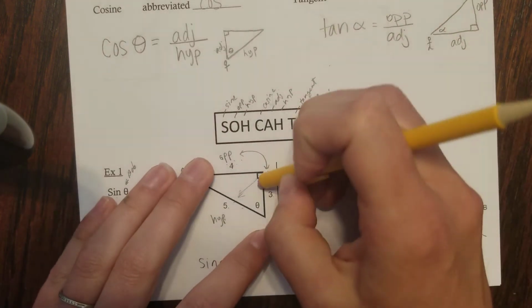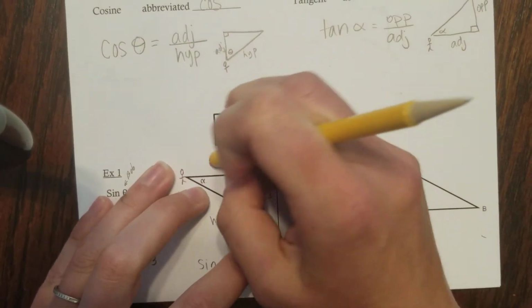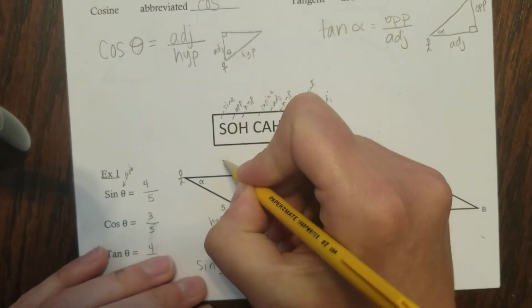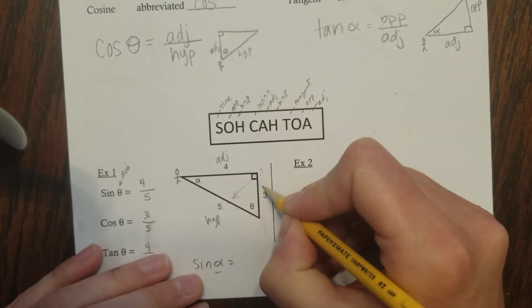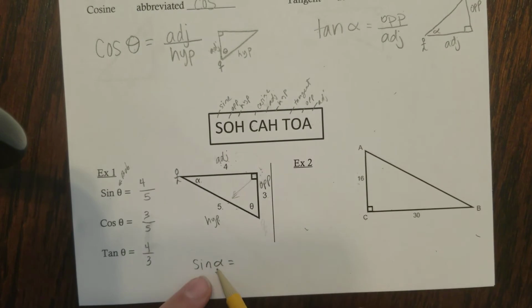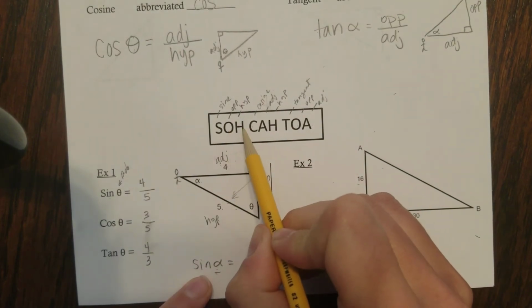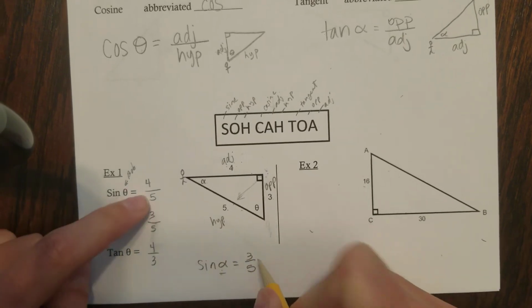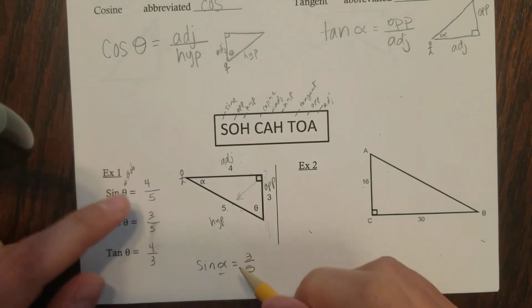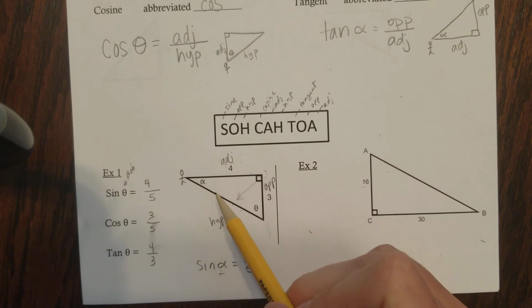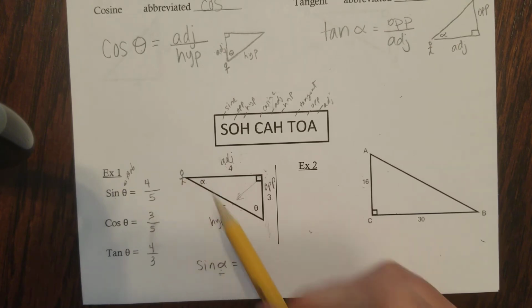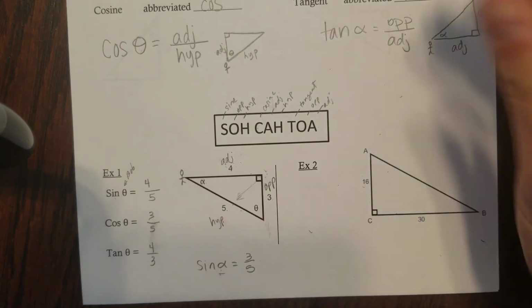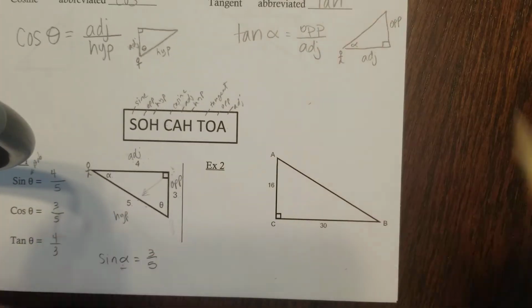So if I do change my ratio, and this is now my adjacent side, and this guy's my opposite side, then when I do sine, opposite over hypotenuse, now my fraction is 3 over 5 instead of 4 over 5. So it makes a big difference where you're standing, so it's really important to make sure you know what your reference angle is.